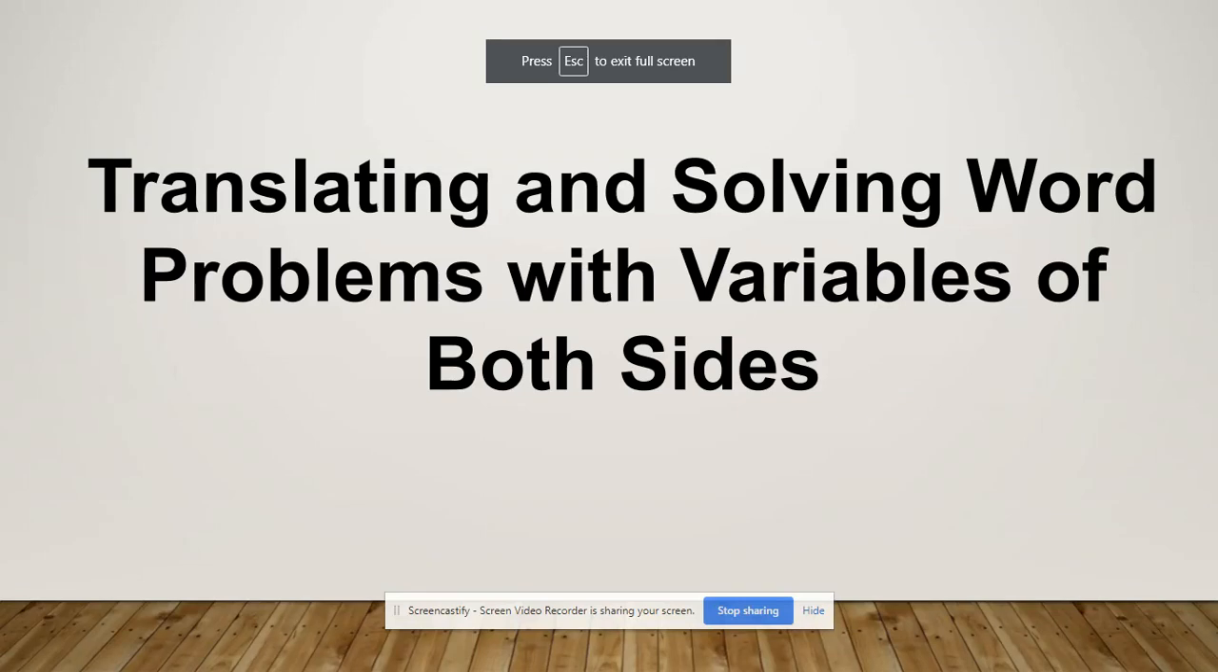So we've been mastering how to solve equations with variables on both sides of the equal sign. Today we're going to continue with that skill, but turn them into word problems. So we're going to take the word problem and turn it into an equation and then solve.